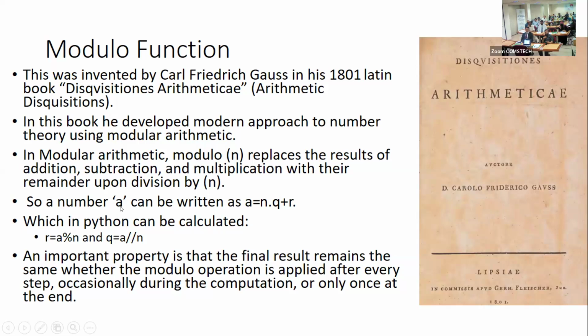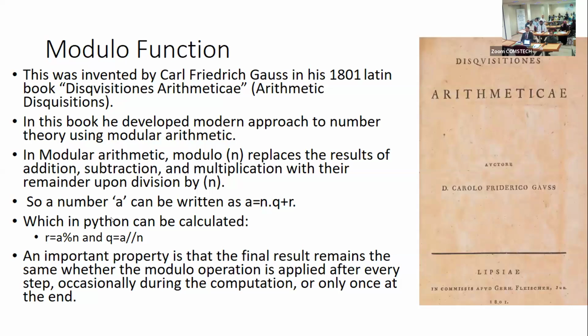If I have a number a, I can write it as a equals n times q plus r. Every number can be written like this: n times q plus r. r is the remainder, q is the quotient, and n is the number by which you want to divide it. Everybody clear about that? Any integer can be written like this.